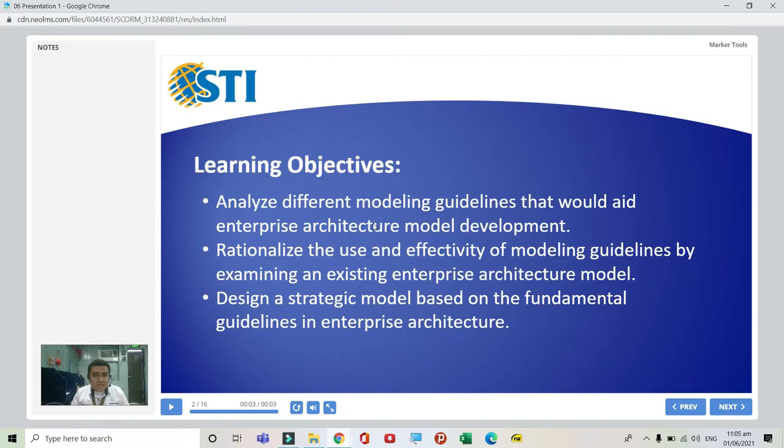So our learning objectives are three. We have to analyze different modeling guidelines. We are to rationalize the use and effectivity of modeling guidelines. And of course, design a strategic model based on the fundamental guidelines that we will be talking about. The third, we can't really execute because we need tools for that one, and not every one of you has the technical capability. So let's just compromise.